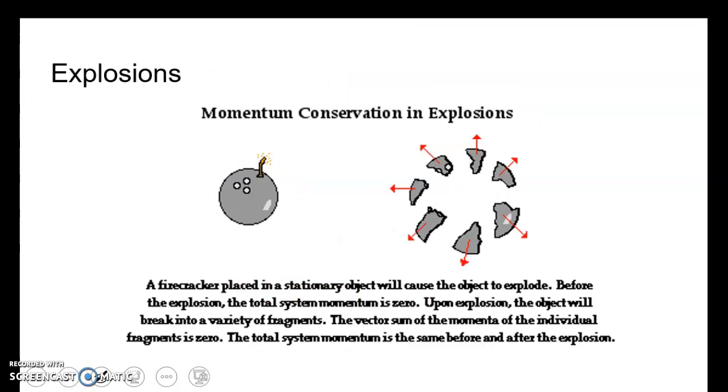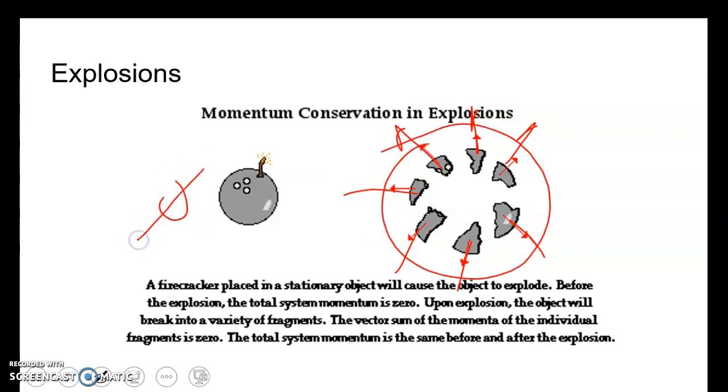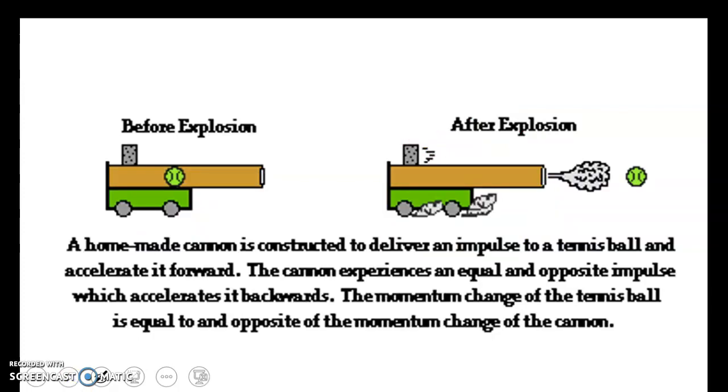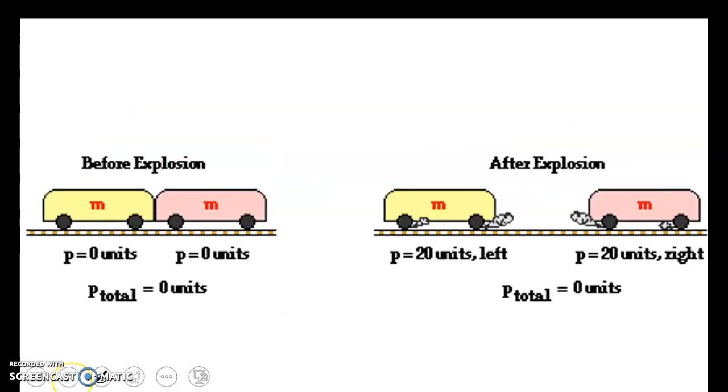Explosions. Momentum conservation in explosions. A firecracker explodes. All the parts of the firecracker shoot off in opposite directions. But the sum of all their momentums will still equal 0 because the firecracker had 0 before the explosion. Before the explosion, after the explosion. Again, no momentum before the explosion, but if it shoots out the ball, this will go backwards. But their momentum together, one's positive, one's negative, will equal 0.